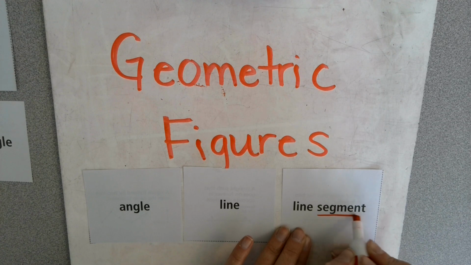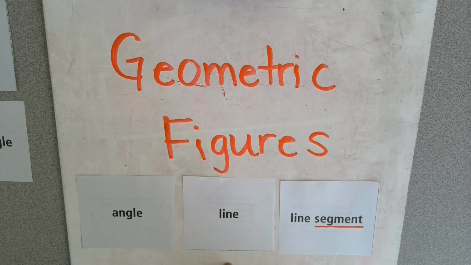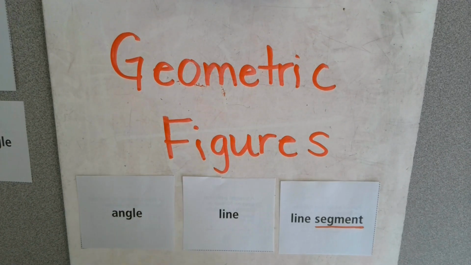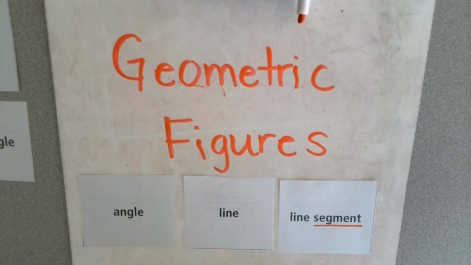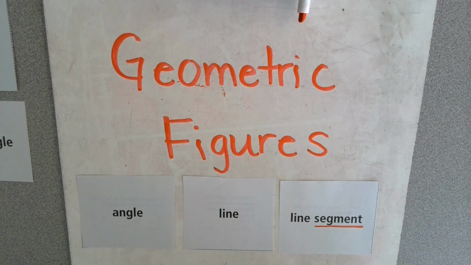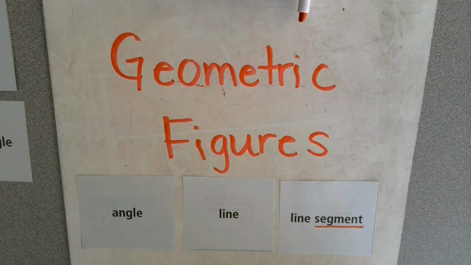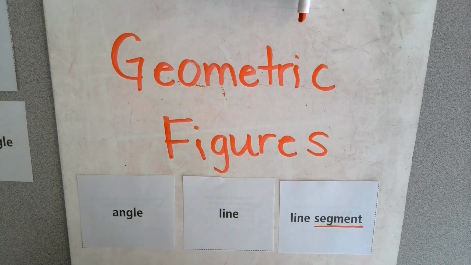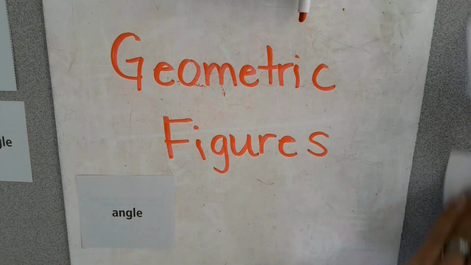Segment is going to be a word that we're going to need to pay close attention to because line segment is different from just a line. So you're also going to see this on today's worksheet, your 8.1 practice worksheet. If you need to, you can pause this video at any time. You can also go back and rewatch, whatever you need to do, but use this information in this video to help you with your 8.1 practice page. Okay? So the geometric figures we're going to focus on are angles, lines, and line segments, remembering that a line segment and a line are different, and I'll explain how and why.